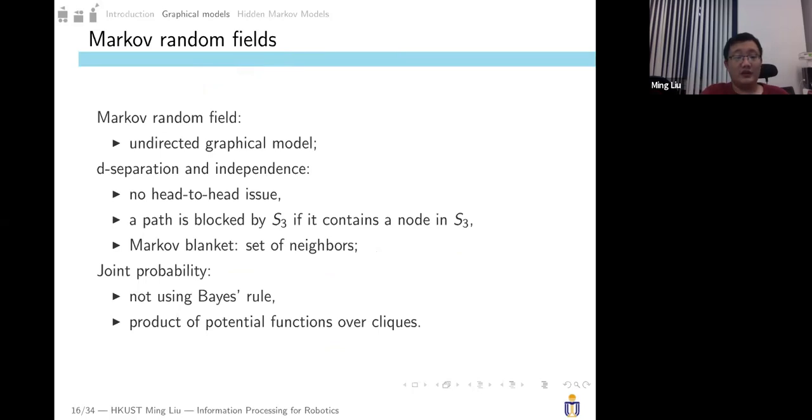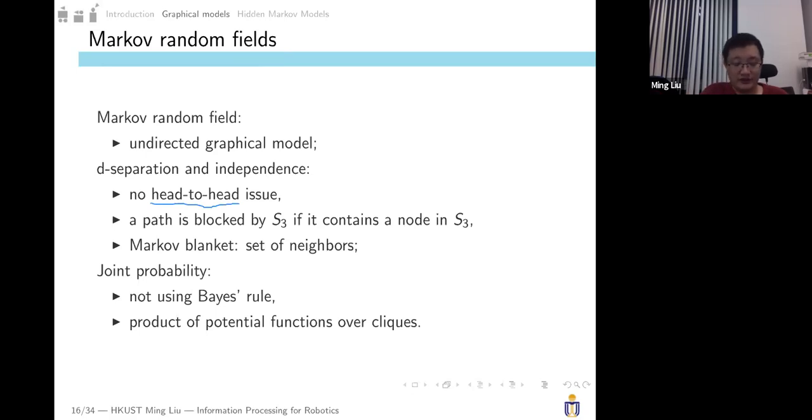So MRF, Markov random field, is an undirected graph model. And the D-separation and the independence, you have a similar definition, but you have some specialties. Firstly, because you don't have any head-to-head case, you only have the tail-to-tail case.